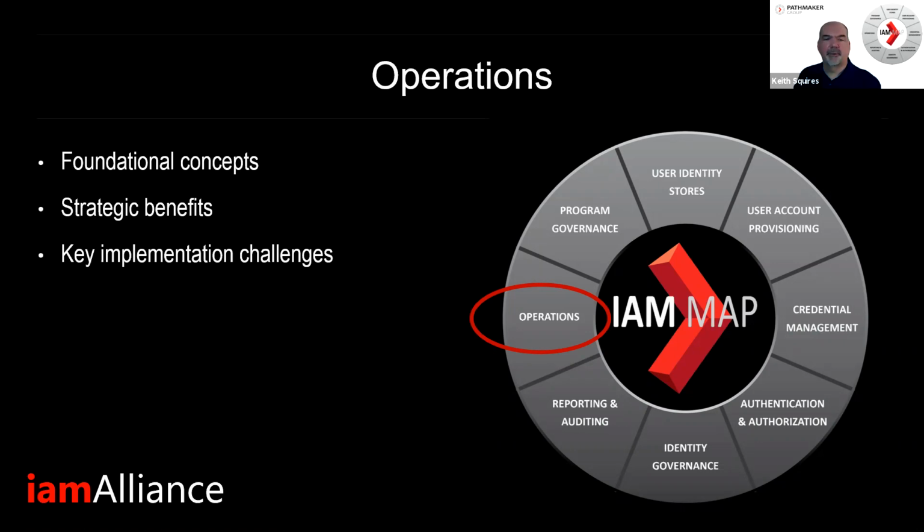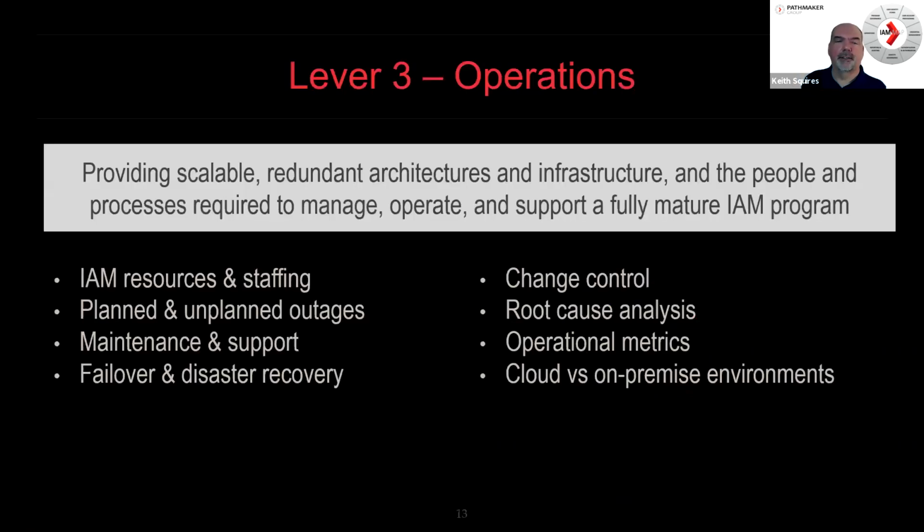And Katie, let's look at some of the topics that this area gets into. If you just look at the definition, what do you really need? You need a scalable, redundant architecture, the infrastructure, the people, the processes, everything you need to manage, operate, and support a program that will mature over time. You can't really start these things without thinking about the long-term picture.